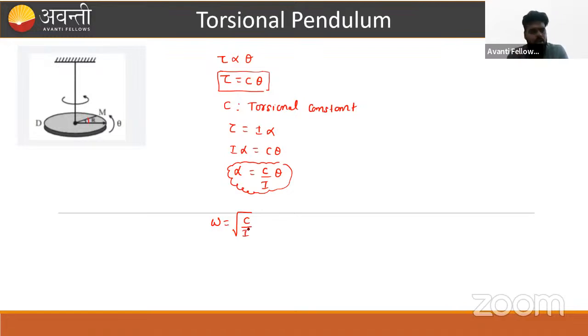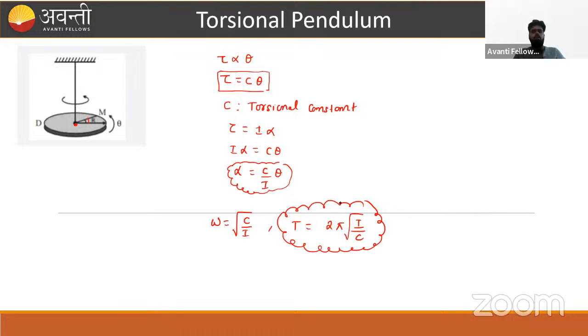C is the torsional constant, and I is the moment of inertia of the disk about the center of mass, because the disk is placed something like this. So what is the time period? If you want to write down the time period, it is 2 pi root over I upon C. We just remember this formula, and such type of pendulum is known as the torsional pendulum.